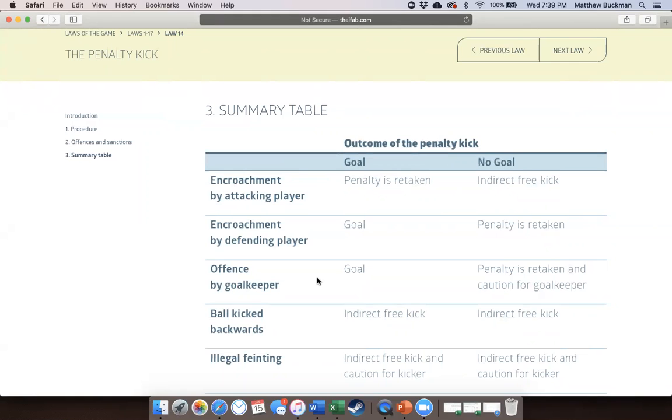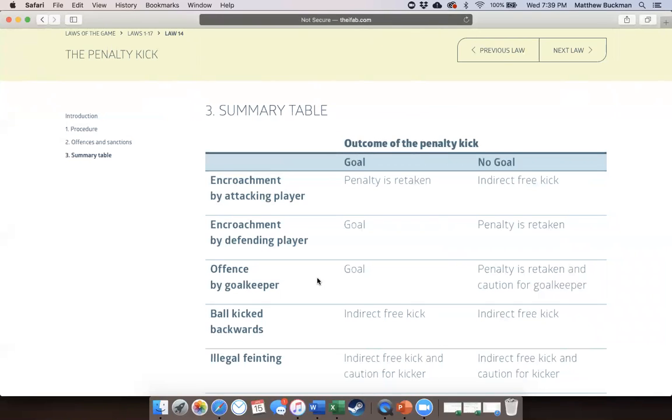So it's important, maybe right before you take the kick, to go to the goalkeeper and say, please stay on the line, because if you come off, I have to give you a yellow card. It's even more important if the goalkeeper already has a yellow card in the game for some reason, to go to them and say, you must stay on the line, because if you come off, I have to give you a yellow card.